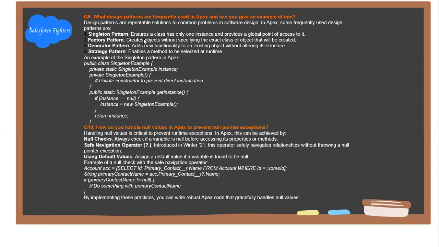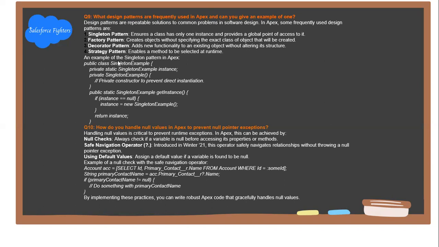Singleton pattern: ensures that a class has only one instance and provides a global point of access to it. Factory pattern: creates objects without specifying the exact class of object that will be created. Decorator pattern: adds new functionality to an existing object without altering its structure. Strategy pattern: enables methods to be selected at runtime.